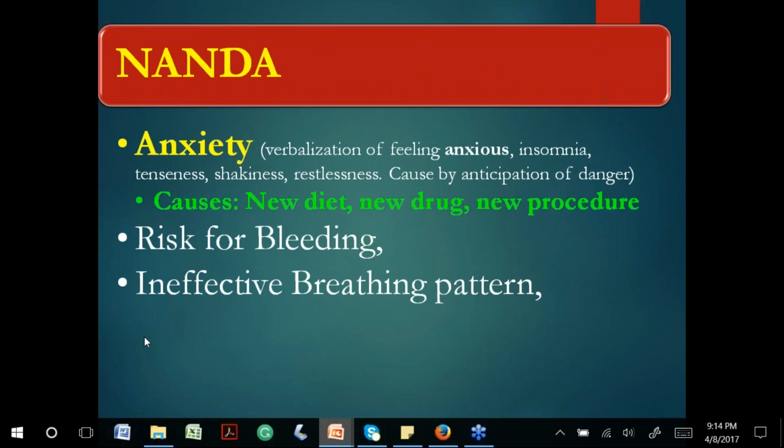Anxiety. Anxiety is one of the very common ones. So how do you know the patient is anxious? The patient is anxious because they are telling you they are concerned about something, right? So the feelings of anxiety are going to be, for example, a patient cannot sleep because they have too much cortisol, stress, right?